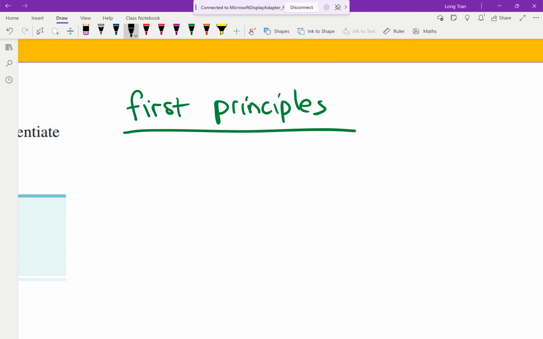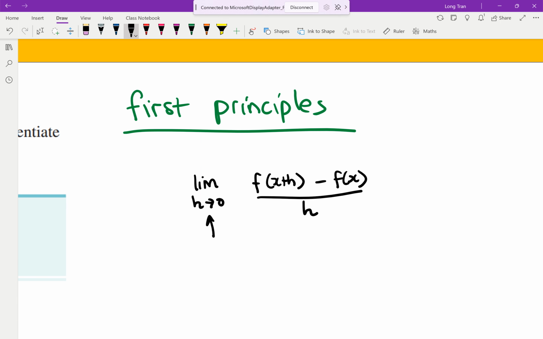Hands up if you do. Yes, Dylan. Then h goes to 0, f of x plus h minus f of x over h. Very good. This is called h approaches 0, and then the notation is f dash of x. Okay? Can someone describe to me what is this formula essentially getting you to find?